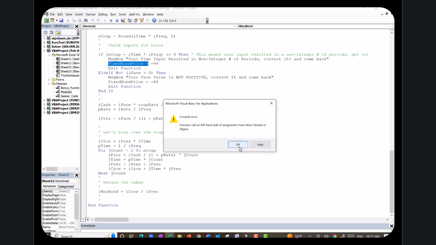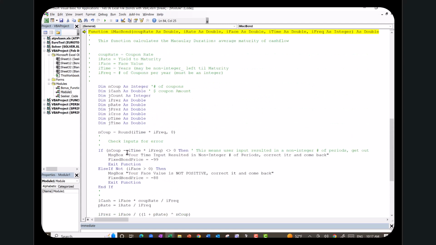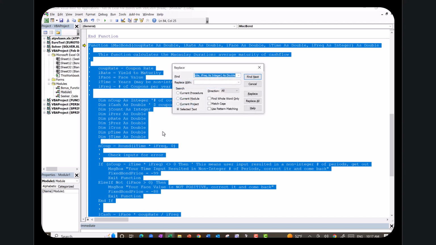Oh, of course, when you copy the code, you got to get rid of the reference to the previous function. In fact, if you want to change something in a code on a global scale, just pick the code, Control H, that's for global replace. So anywhere I see fixed bond price, I'm going to make that IMAC bond.